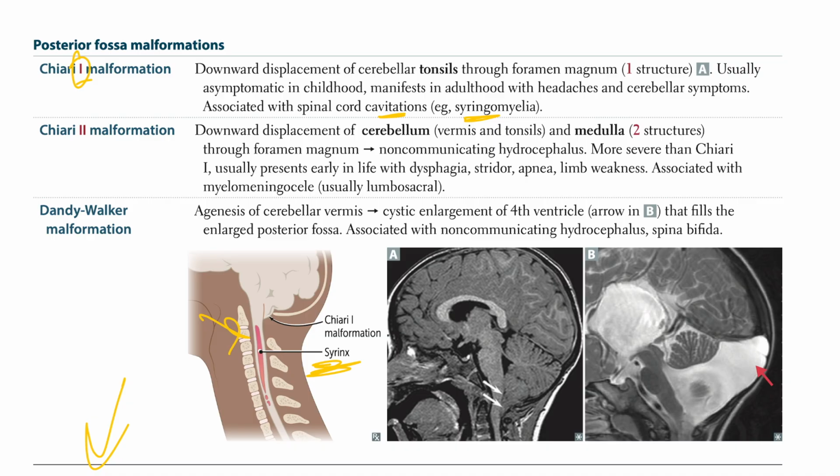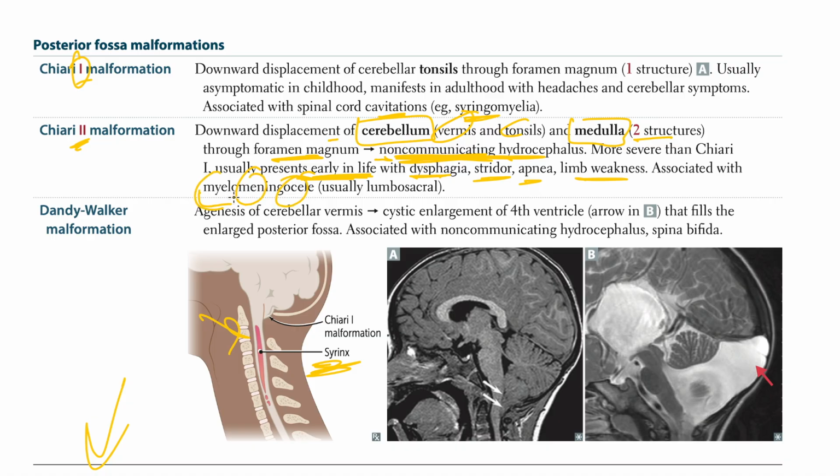The second disease is called Chiari 2 malformation. Chiari 2 is the downward displacement of two things. One, the cerebellum, and the cerebellum has a tonsil and a vermis, and the medulla. So two major structures are going to be herniated down through the foramen magnum. It leads to non-communicating hydrocephalus, which is more serious than Chiari 1. That is why it presents early in life with dysphagia, stridor, apnea, limb weakness.